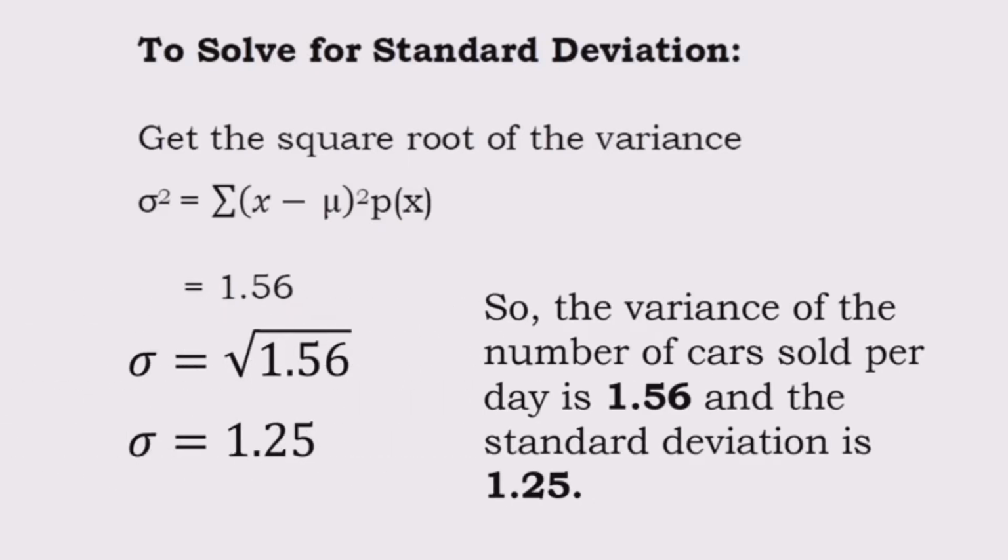So, the variance of the number of cars sold per day is 1.56. And the standard deviation is 1.25.